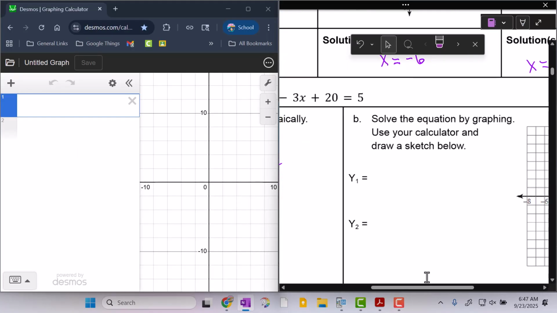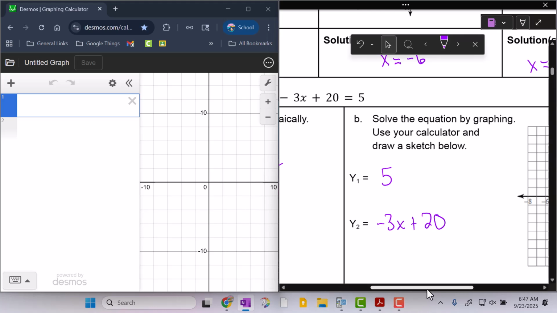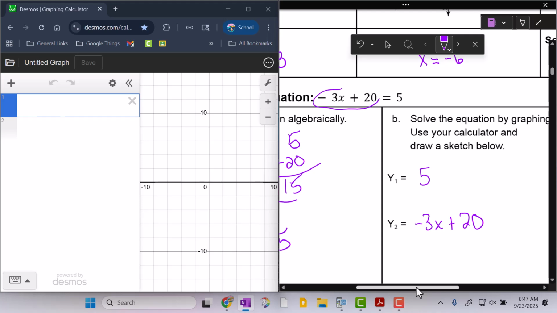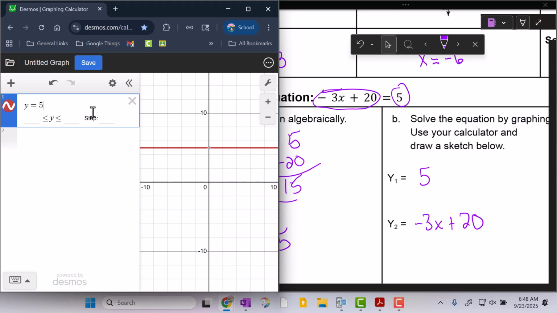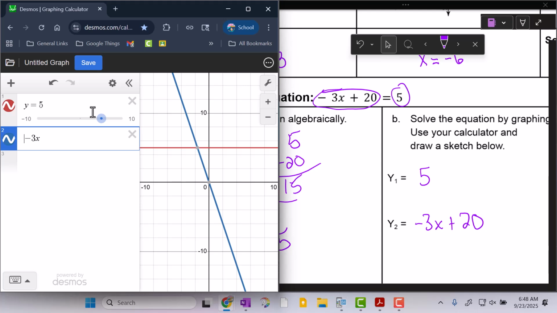So in one of them, we're just going to put 5. And the other, we'll put what the other side of the equation is equal to. So all we did was split this up into that equation and that equation. And we're just going to see where they intersect. So y equals 5 and -3x. Oops, should probably put y equals -3x plus 20.